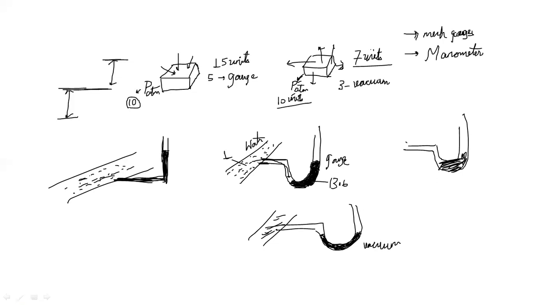In case of vacuum, it will get sucked up in this direction. Like this, it will go up. In case of gauge, increased pressure is there, so it will go in this direction. Okay. So based on this basic concept of manometers, we shall now discuss the types of manometers.